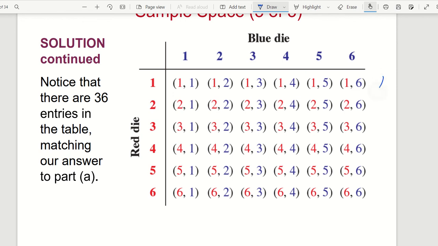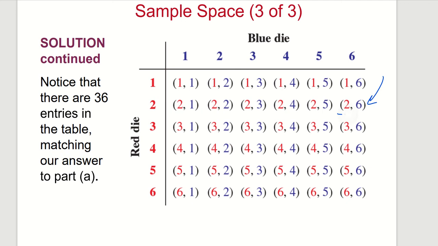Just picking on, let's say, this outcome right here. This would be the outcome where the red die would show a 2 and the blue die would show a 6.